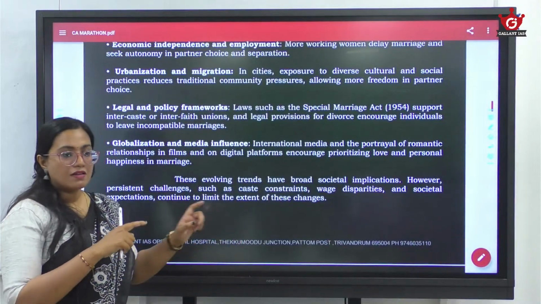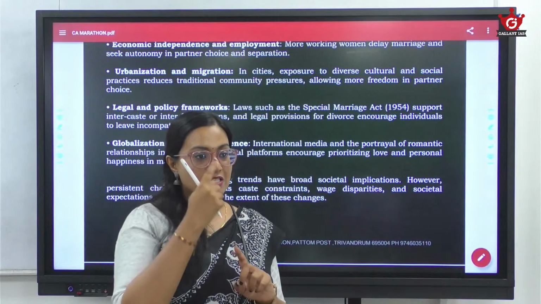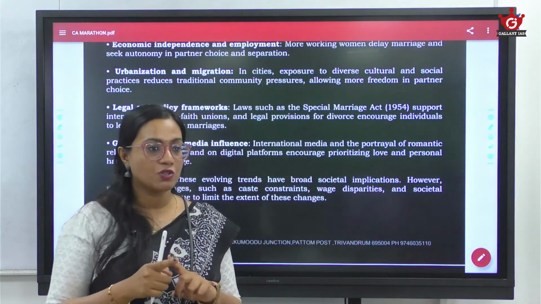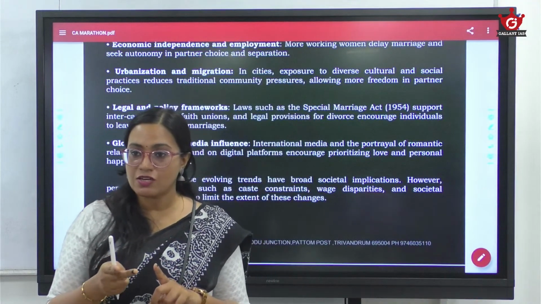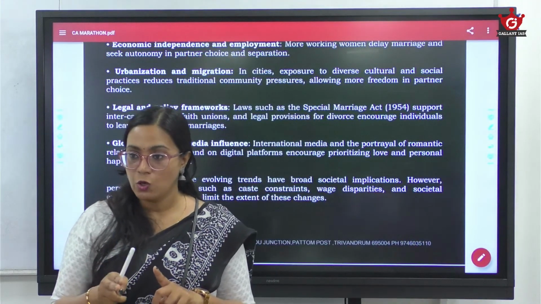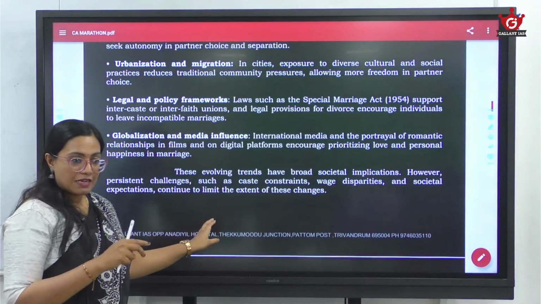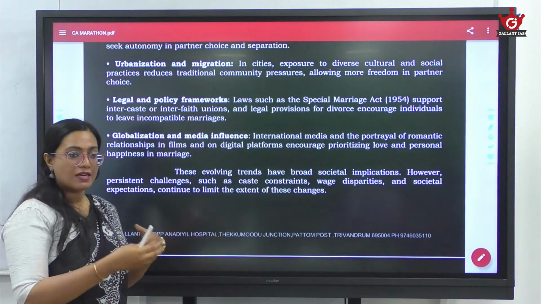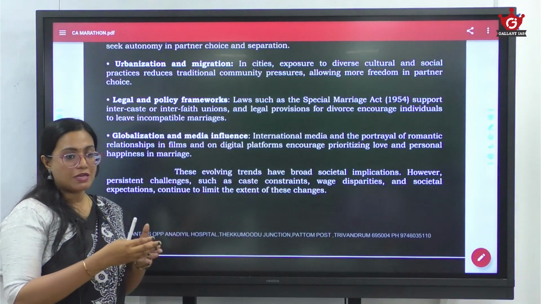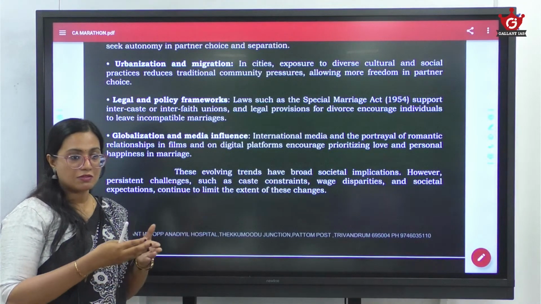Now, the question is only about the changing pattern. The question does not ask about your opinion whether it is good or bad. But anyway, it's a general question where you will always have your opinion. So you should write the present challenges. It actually has certain challenges, but even then, they should be able to balance both the traditional and the modern techniques, the changing patterns.